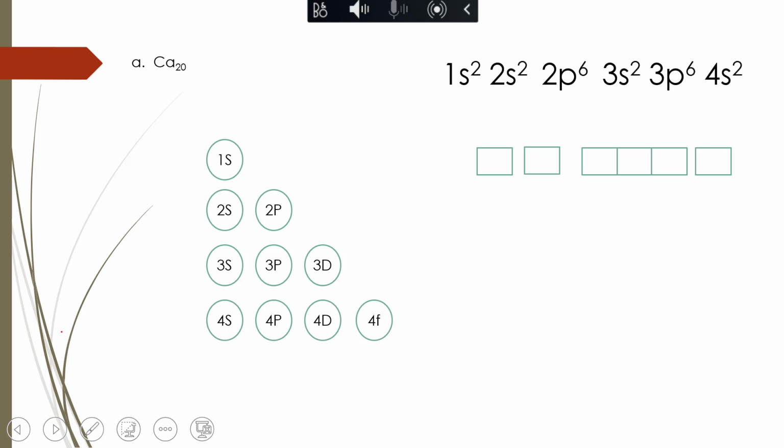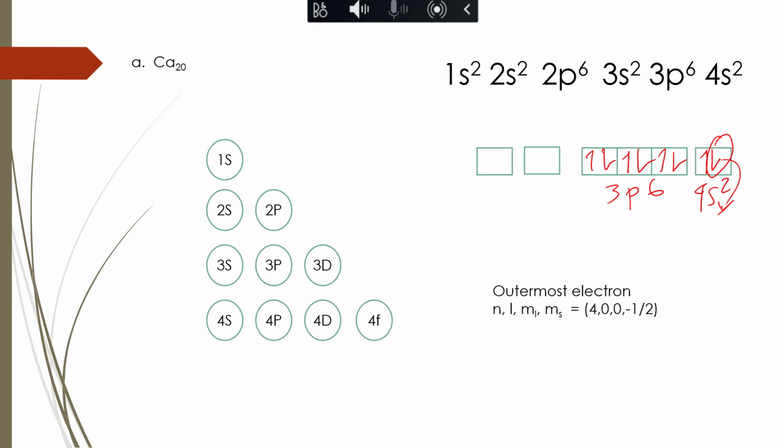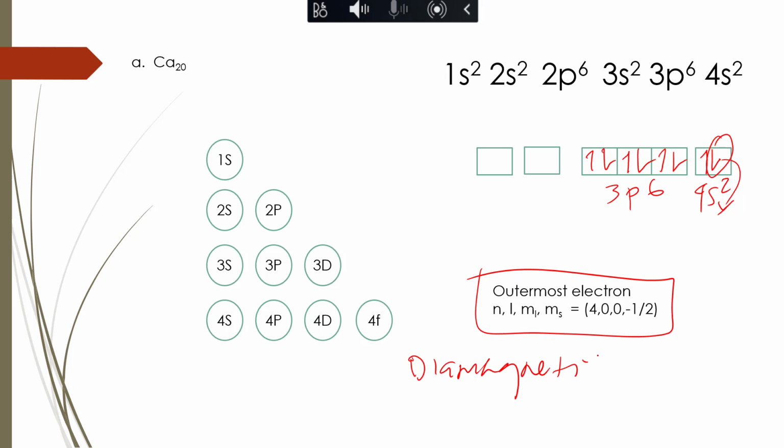Let's start here. Is it true that it will follow negative half? Yes, here is 3p6 and I have here 4s2, so if we draw here, the arrow direction is down, so we can give the outermost electron here. Is it diamagnetic or paramagnetic?